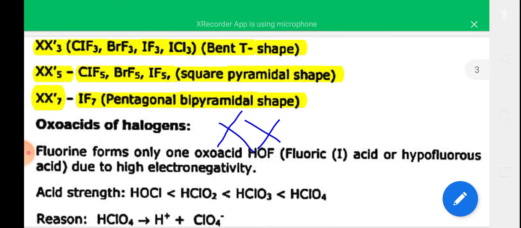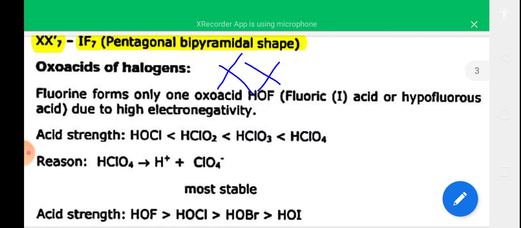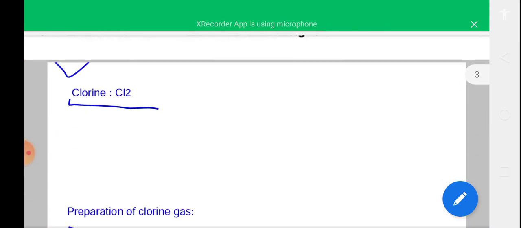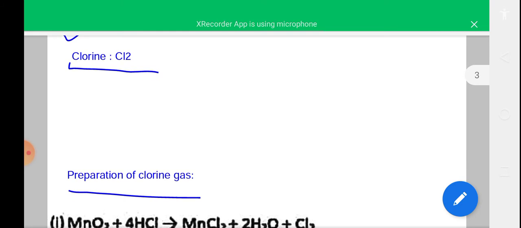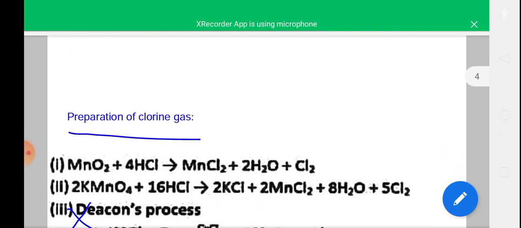Now, oxoacids of halogens are not given in the syllabus, so they are not required. In the syllabus, for compounds of halogens, it is chlorine: preparation of chlorine gas, Cl2, is given in your syllabus, and the preparation reactions of chlorine are also given.